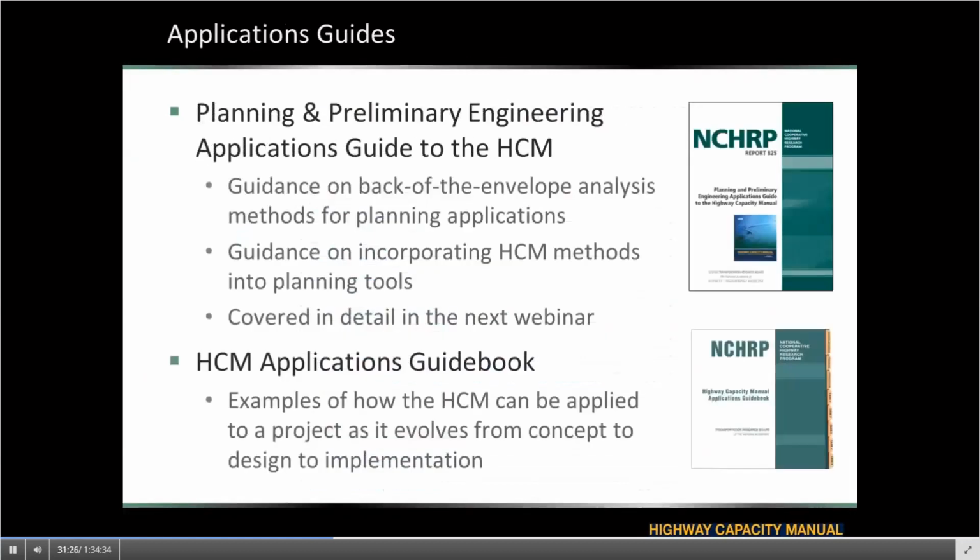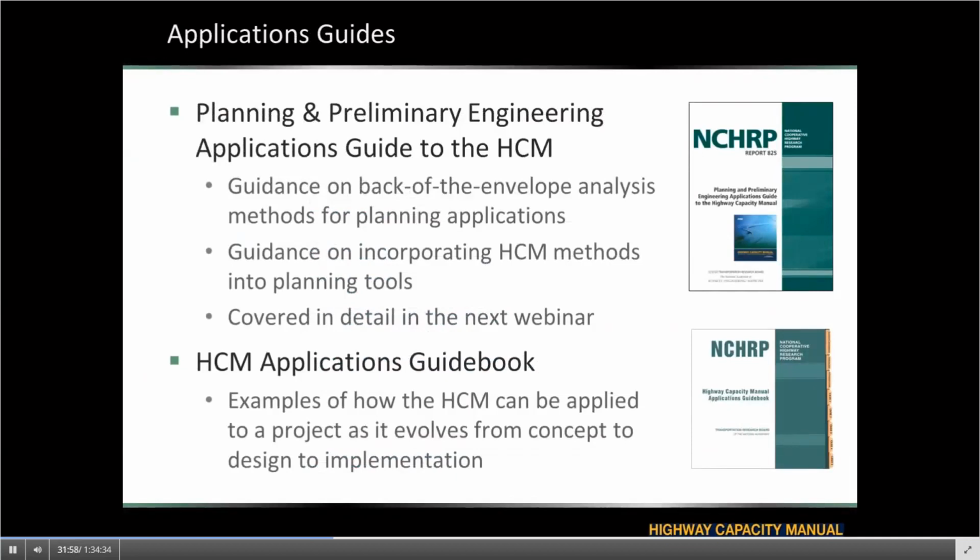The Applications Guide section of Volume 4 provides access to two tools that demonstrate how the HCM can be applied to actual projects. The new Planning and Preliminary Engineering Applications Guide to the HCM, the subject of the next webinar, demonstrates how HCM concepts and methods can be simplified and incorporated into planning-level evaluations and into planning tools such as regional travel demand models. Support materials for the guide, including spreadsheets, are also available here.